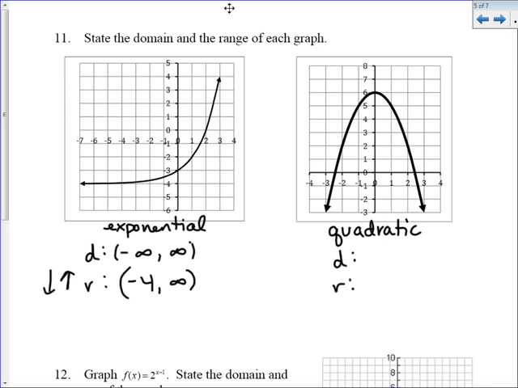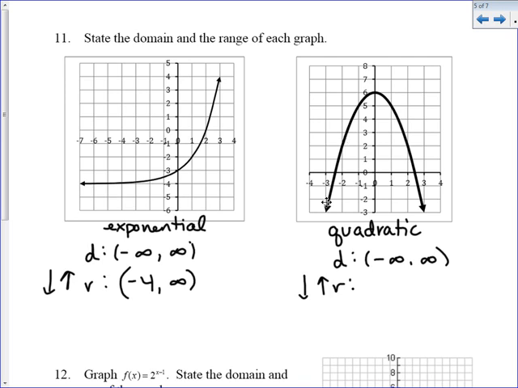Quadratic domain. Negative infinity to positive infinity. There were no trouble spots. We looked at that in our notes. No trouble spots for our x's. It's just negative infinity to positive infinity. Now these ones you have to look at because depending on which way it opens will affect where the infinity is in your range. Always look for the bottom of the graph first.